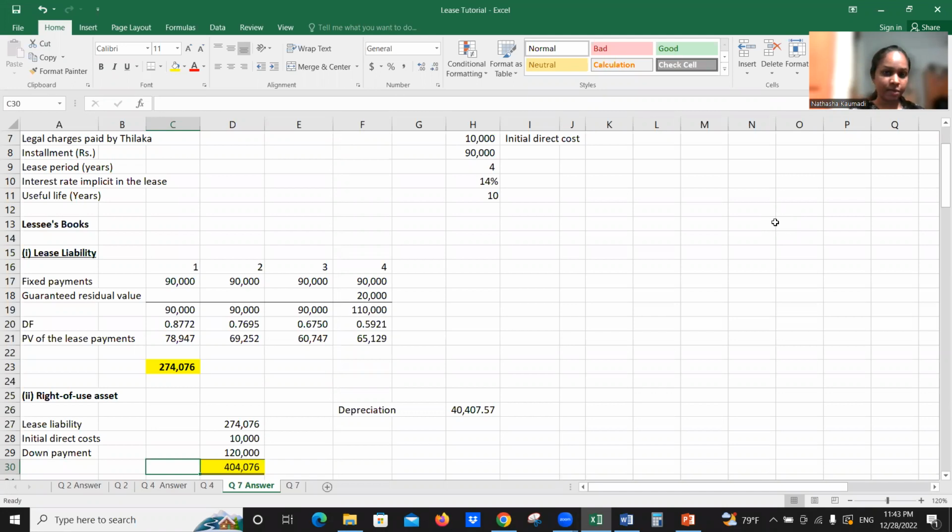So in that case, we have no arguments. It's a finance lease. If not, you need to consider those examples and indicators.